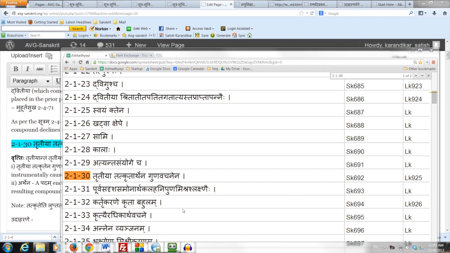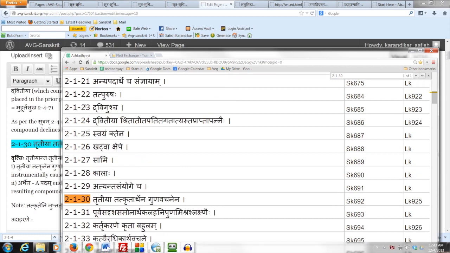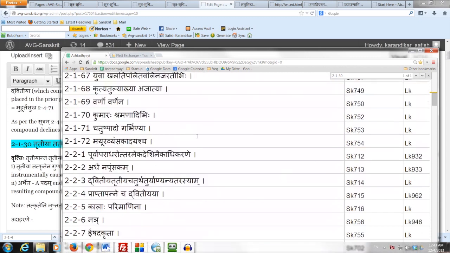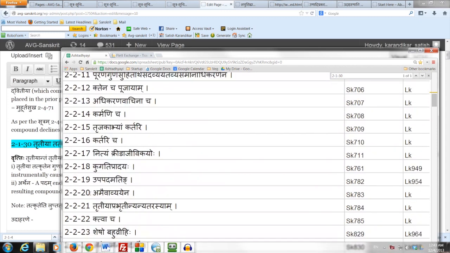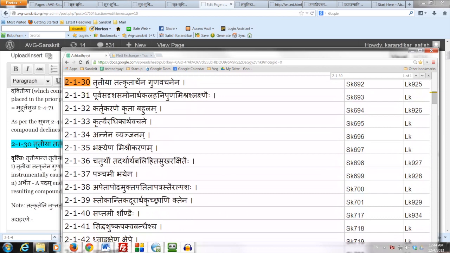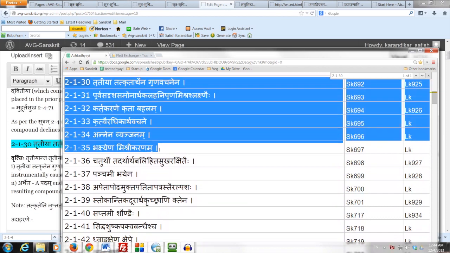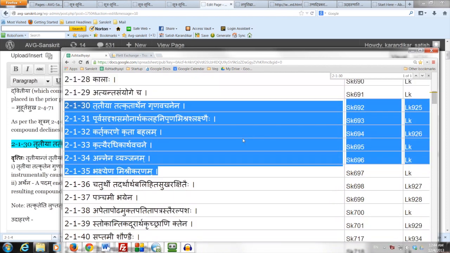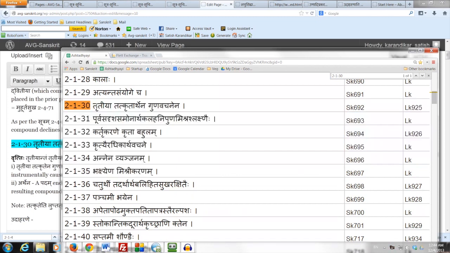Let us now move on to the section which prescribes Tritiya Tatpurushaha compounds. First of all, let us recall that the adhikara of Tatpurushaha runs from 2.1.22 down to 2.2.22. Within that section, the anuvritti of Tritiya runs from 2.1.30 down to 2.1.35. So this set of 6 rules from 2.1.30 to 2.1.35 prescribe Tritiya Samasaha.